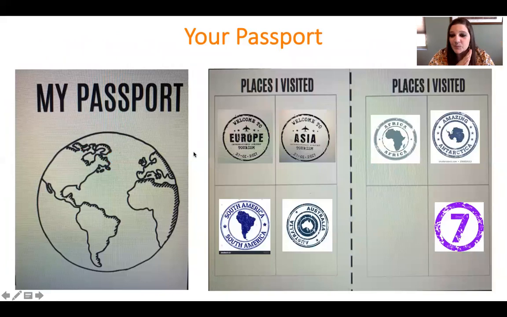All right, your passport, Mrs. G stamped it. It says that you visited Australia, and then tomorrow you'll get your stamp for North America, and you will have visited all seven continents, all right?